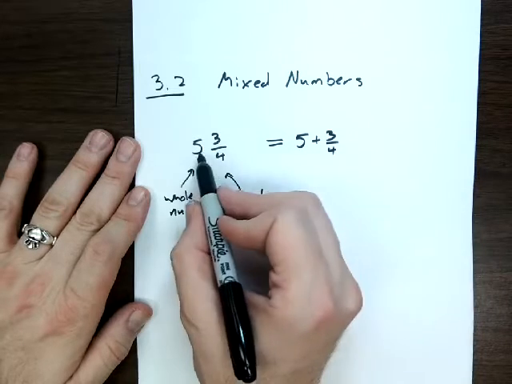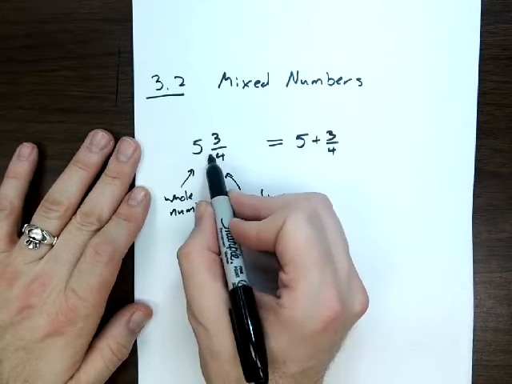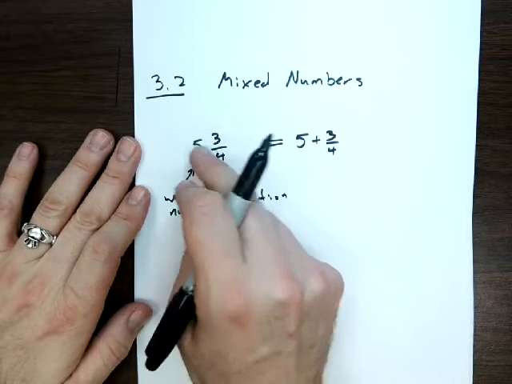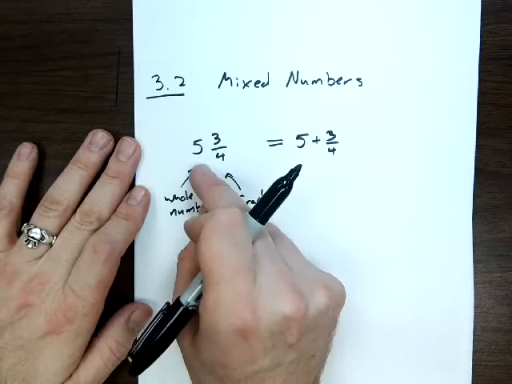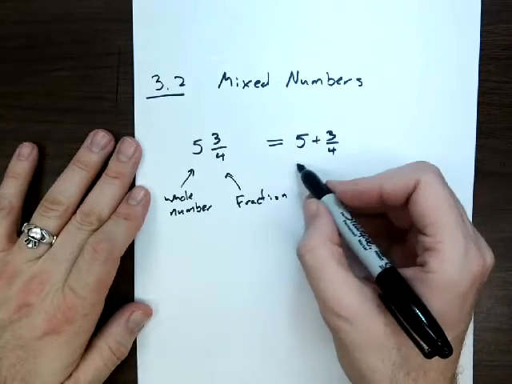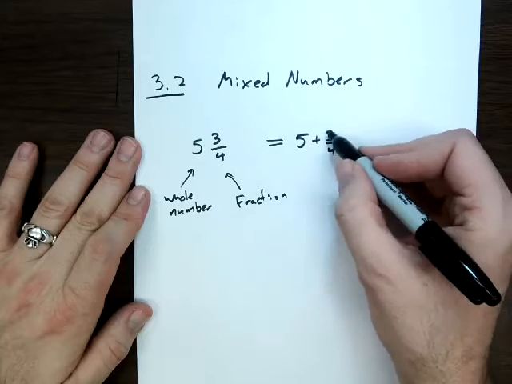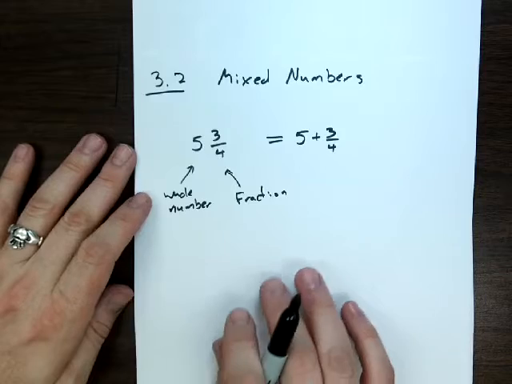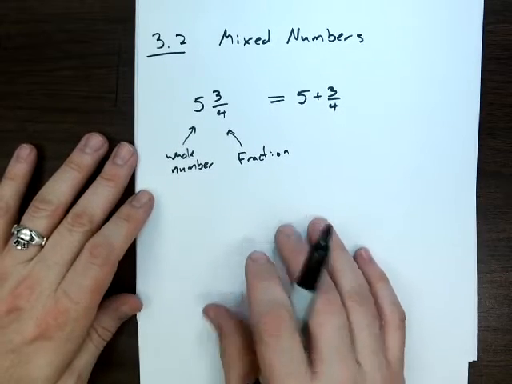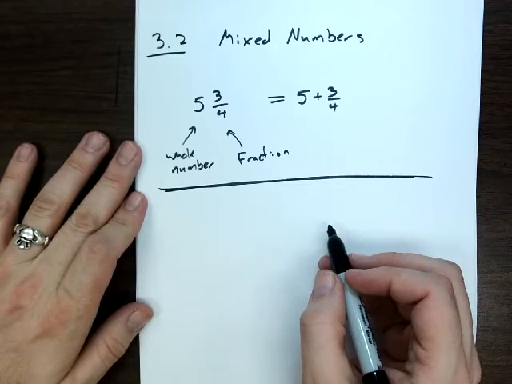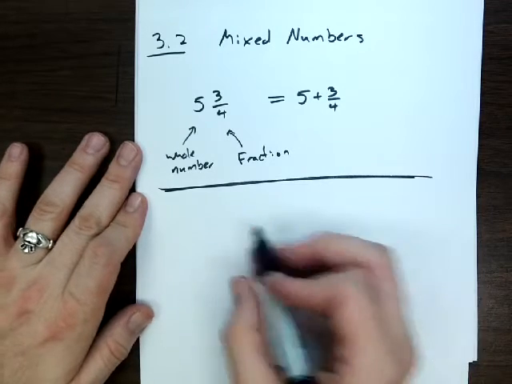I know that sometimes we will write multiplication as two things just right against one another. This is not 5 times 3/4. This is actually 5 plus 3/4. That's that whole number and our fraction. So what we should talk about when we're talking about mixed numbers is converting back and forth between mixed numbers and improper fractions.